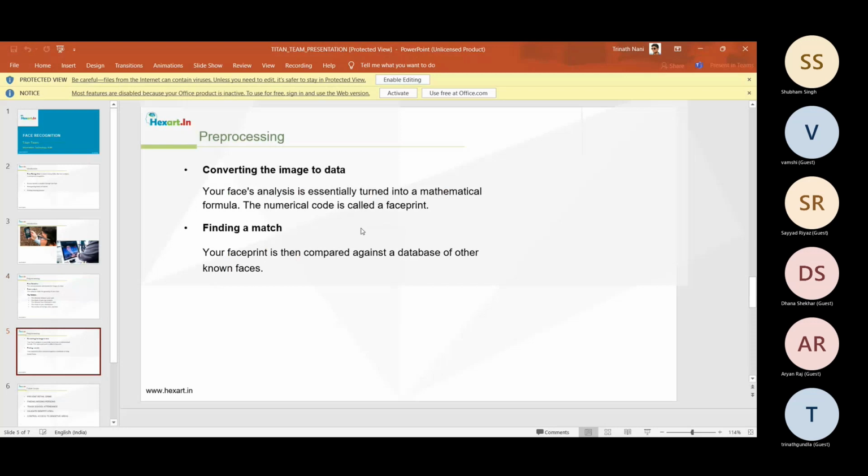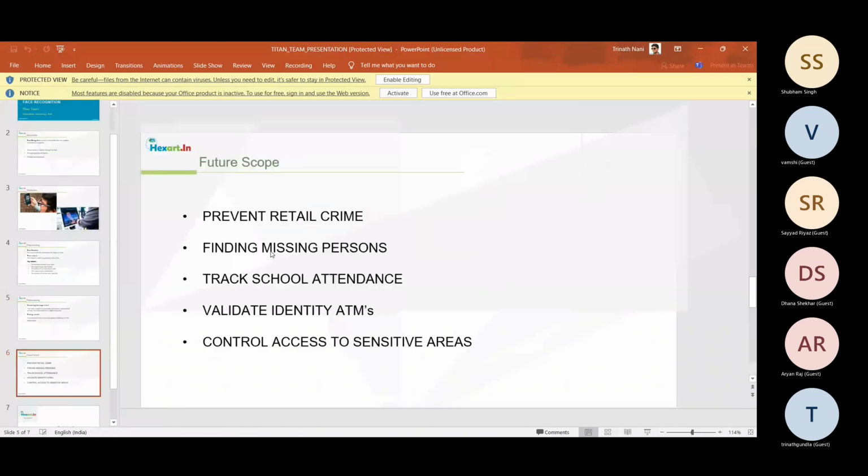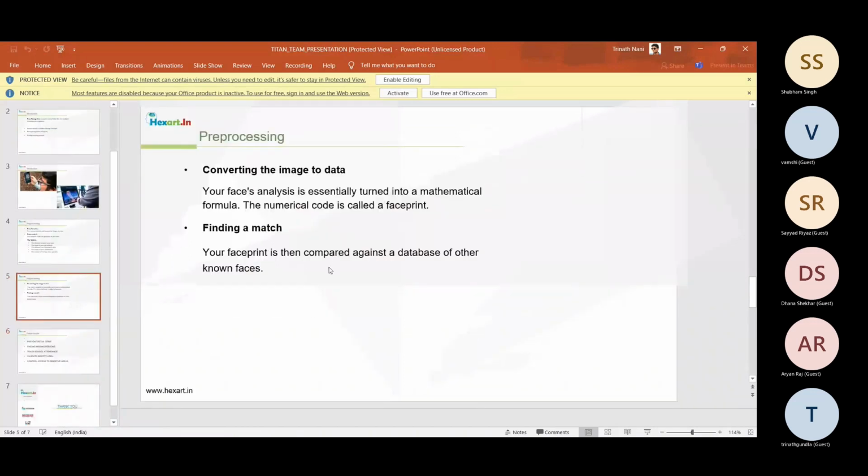It converts the data of the face into mathematical formulas. The numerical code is called a face print. Using the face print, it checks for a match in the database of known faces. It checks for related faces in the database, and it gets the final match.